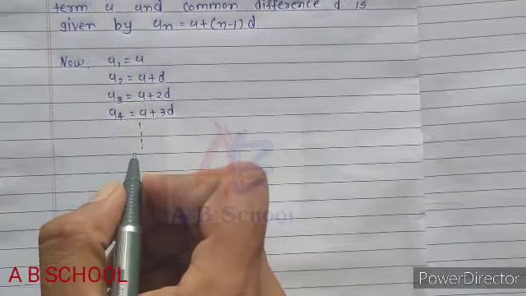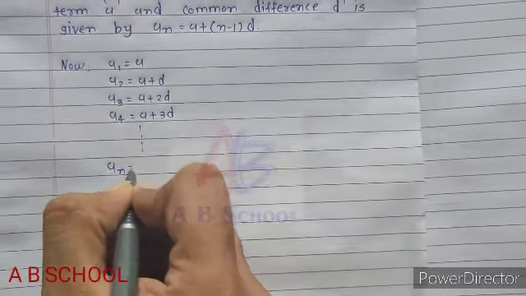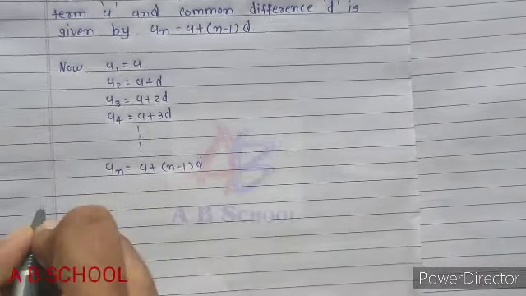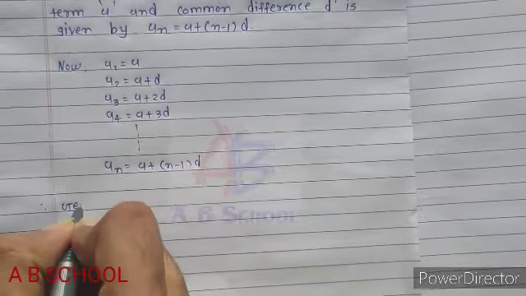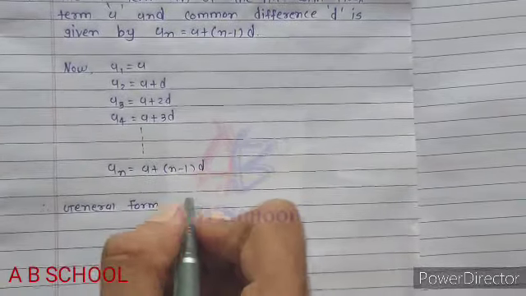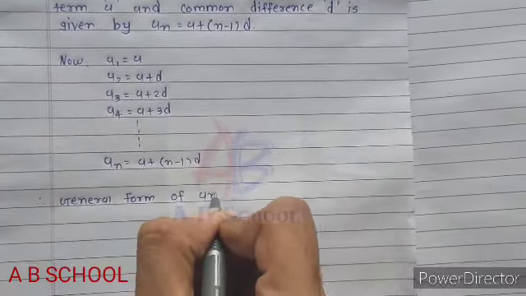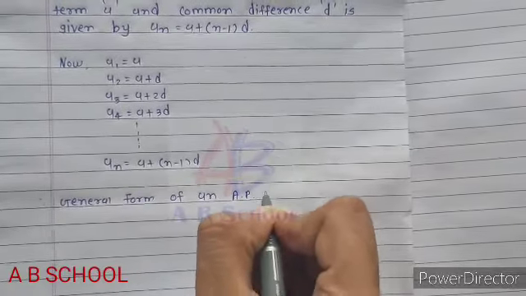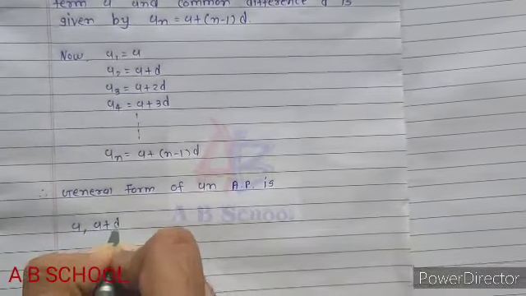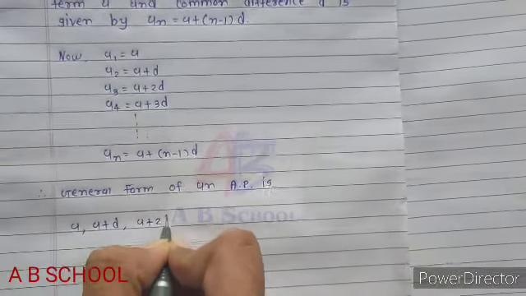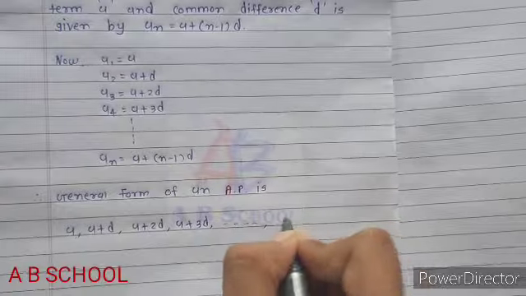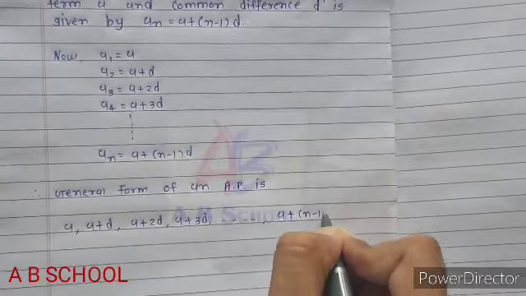Same for the last term, put N is equal to N in the given form. So An is equal to A plus (N minus 1) into D. So the general form of an AP is A, A plus D, A plus 2D, A plus 3D, and so on up to A plus (N minus 1) into D.